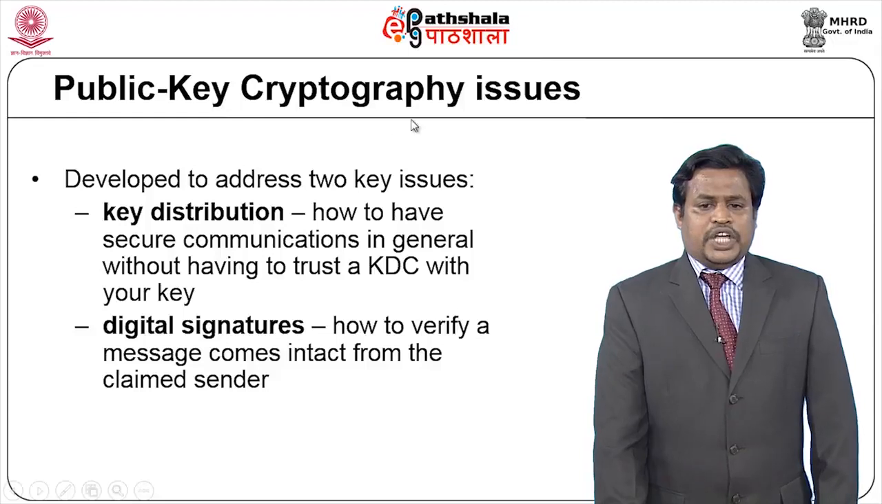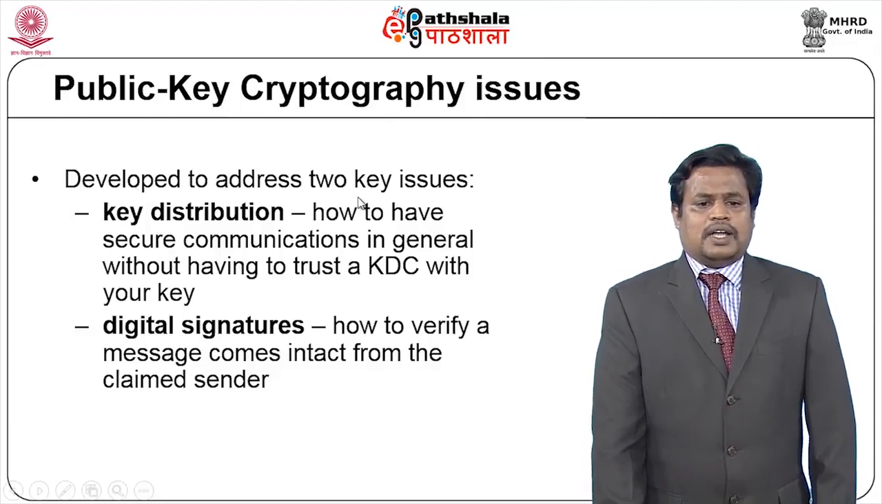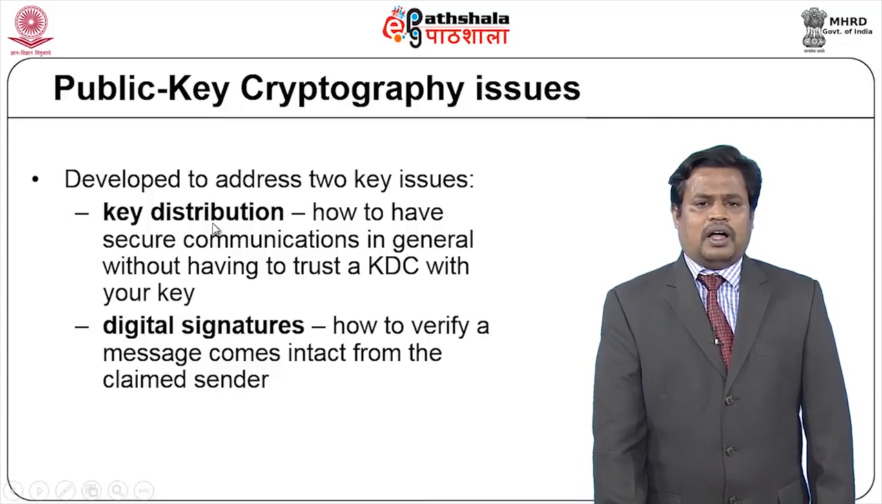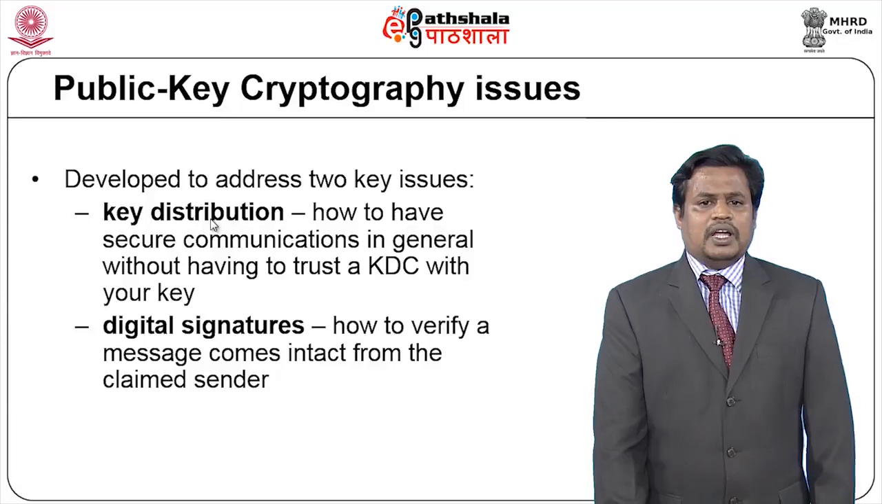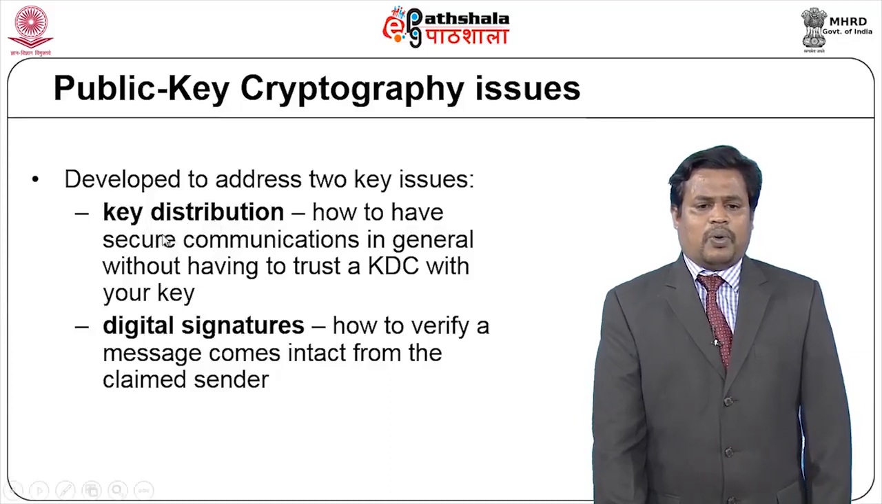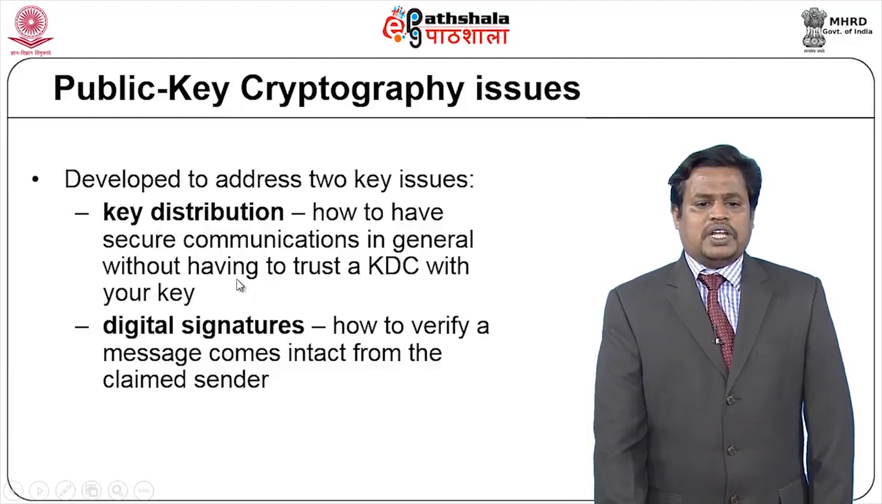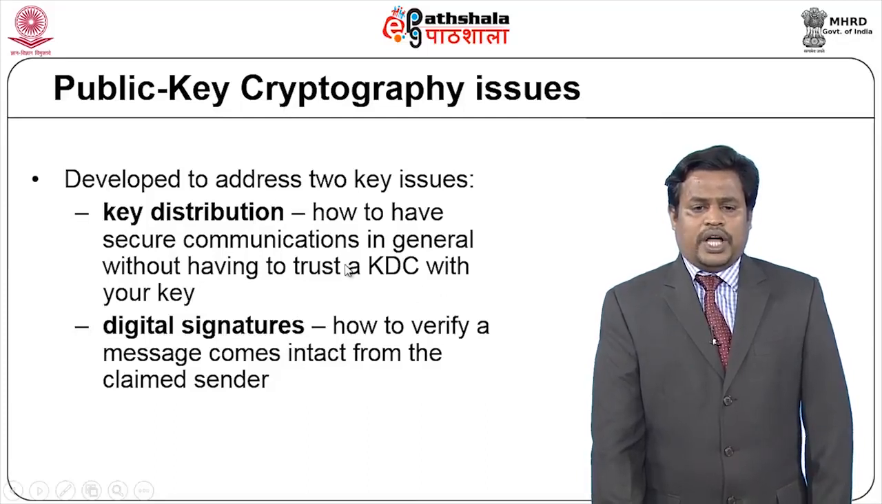The public key crypto system was developed to address two key issues. One thing is, earlier we faced a problem called key distribution. In symmetric key, if I have 100 users, then around 4950 keys need to be generated. That is a thing that can be overcome. Key distribution: how to have secure communication in general without having to trust a KDC with your key. Then digital signature. These are the two issues related to the public key.